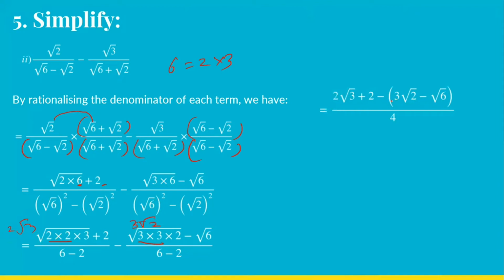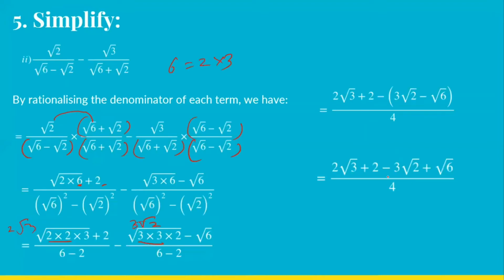Let us open the bracket here. 2 root 3 plus 2 minus 3 root 2 minus 6. So we get minus 3 root 2, and minus of minus becomes plus root 6, upon 4. Nothing can be added over here, children, because this is root 3, this is root 2, and this is root 6. This itself was a simplified form. We cannot simplify it further, none of them are like terms over here. Clear?